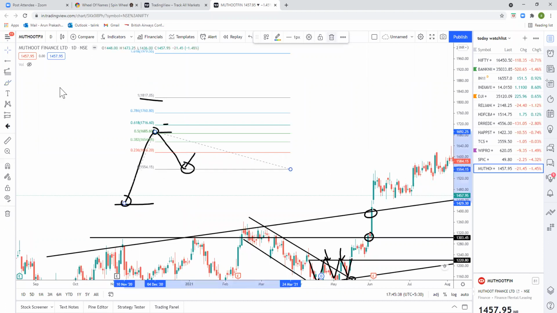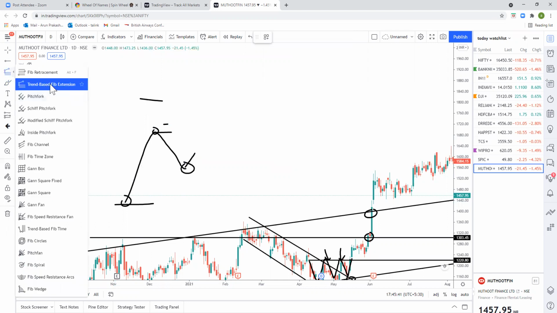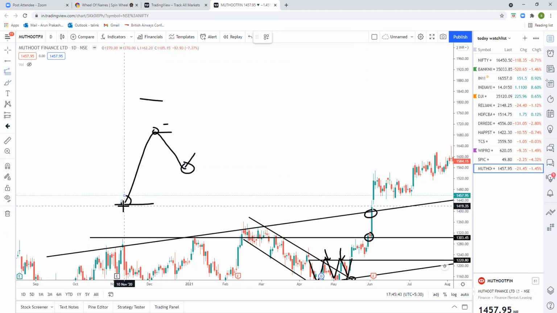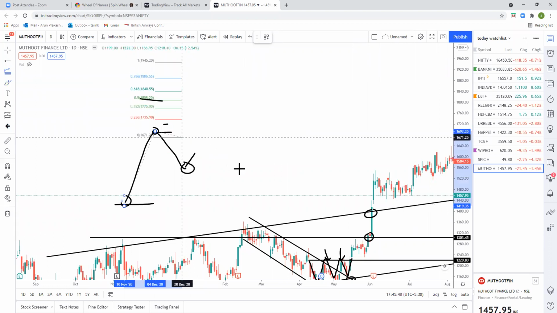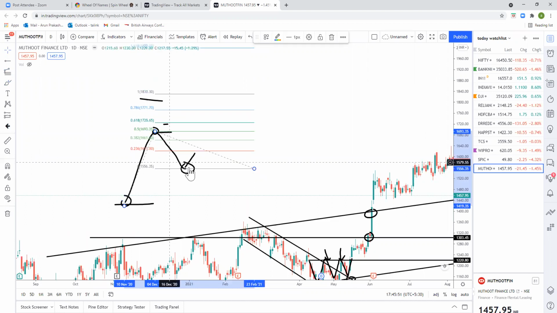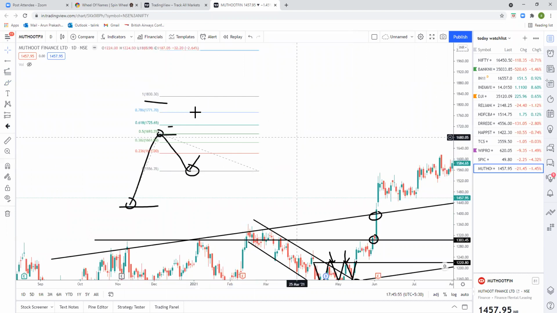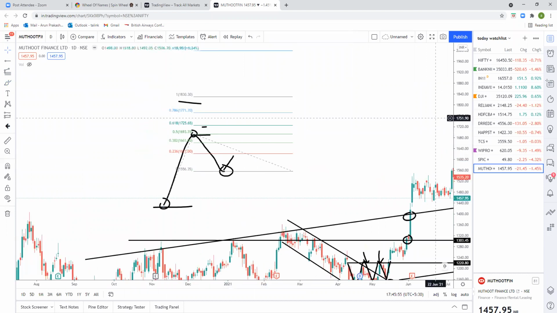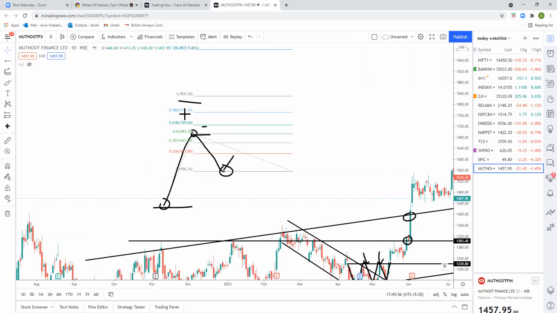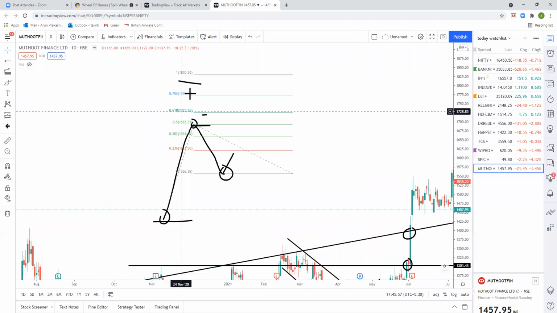Go to this Fibonacci trend-based extension tool, start it here, click on this point, drag it and drop it at this low. Now you will have certain levels, which are your targets. So the first target would be this 0.618. The second target can be this 0.786. All the levels mentioned here are your targets.